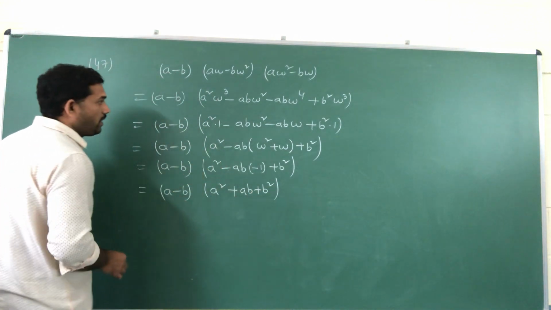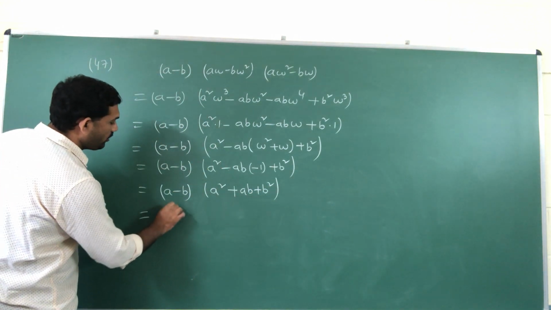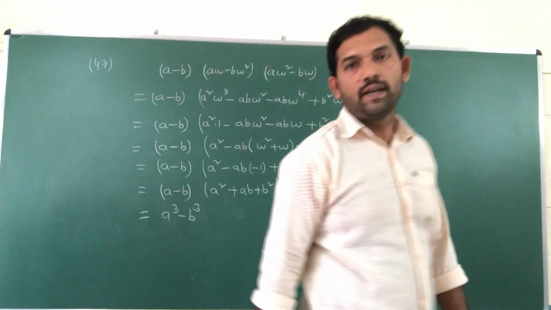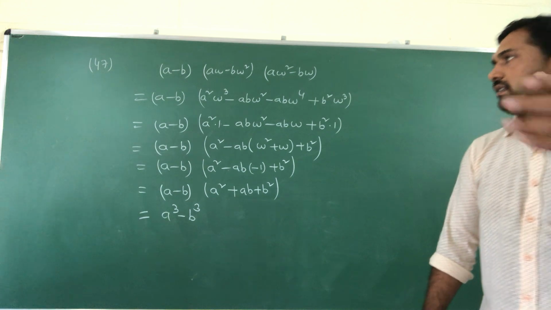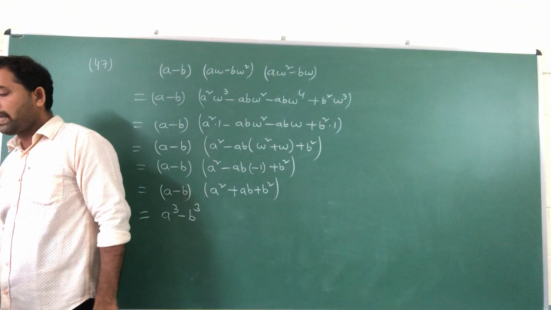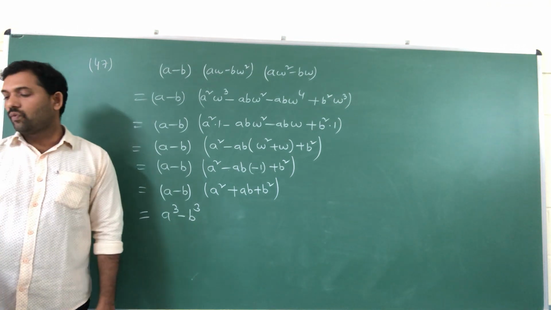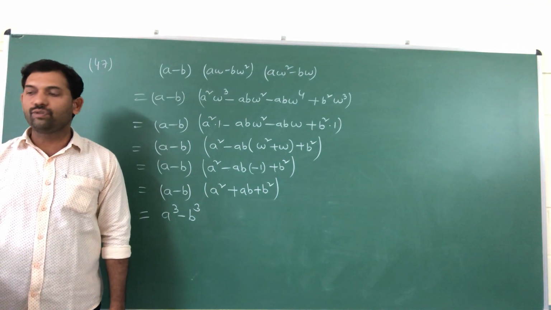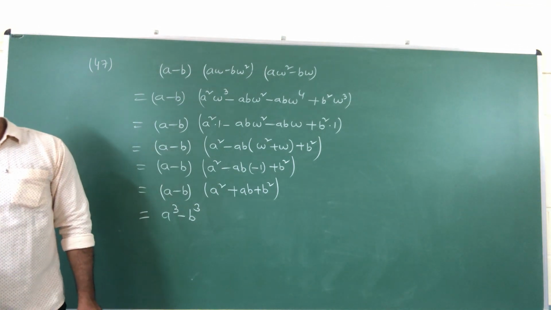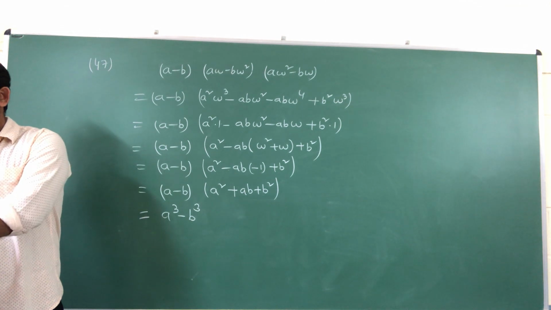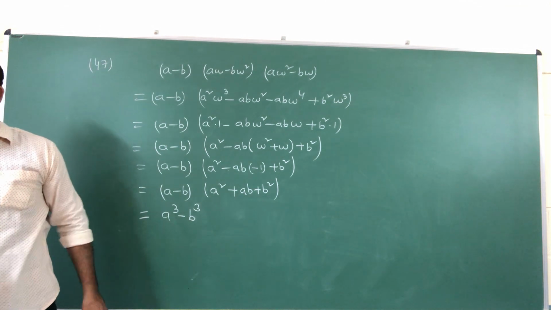So what is that formula? a³ minus b³. So what is that formula? a³ minus b³. That is your answer. So like that you have to practice 48, 49. Same as it is, procedures you have to do. Right? So 48, 49, same simplifications you have to do. Right?